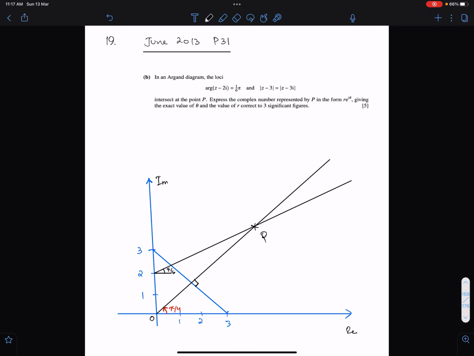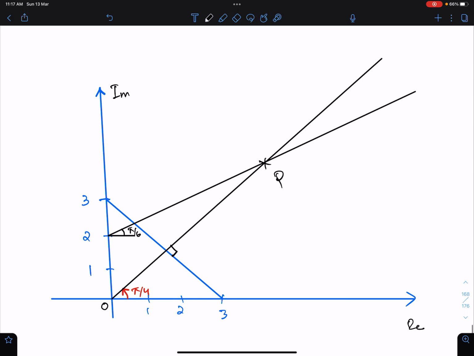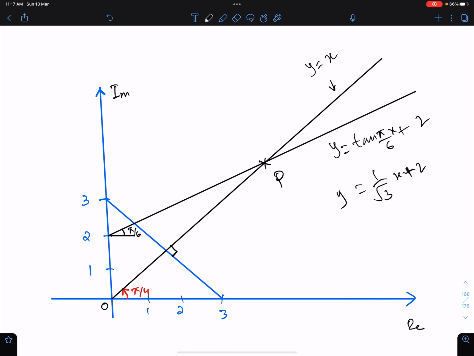Now for P, we must have the equations of these two lines. Since this line has gradient 1 and this line passes through origin, therefore the equation of this line must be y is equal to x. And the equation of this line must be y equals tan pi by 6 x plus 2, so 1 upon root 3 x plus 2. Now by solving these two equations simultaneously, we can get the coordinates of P.